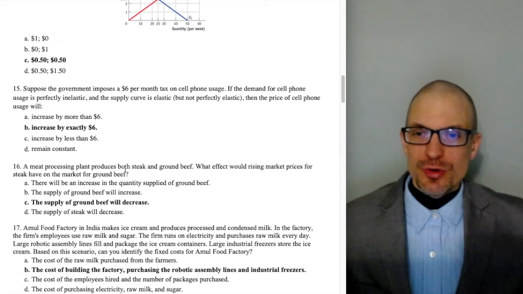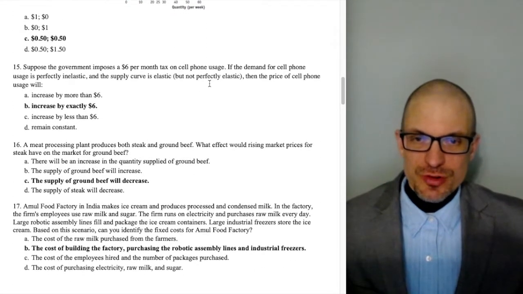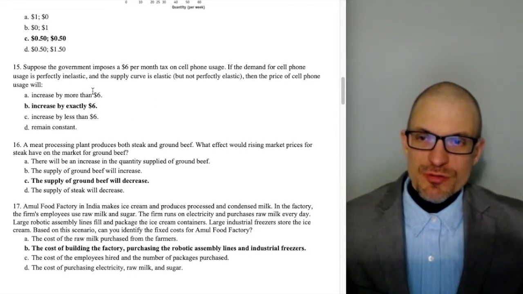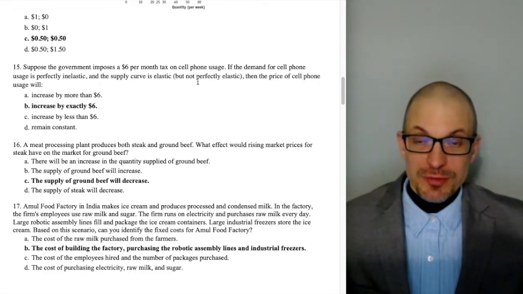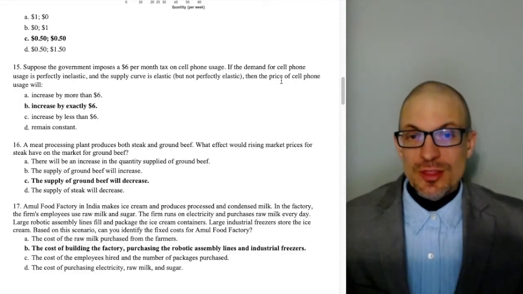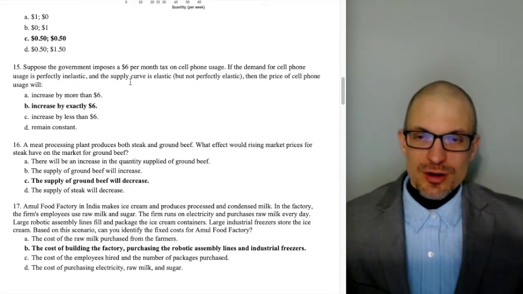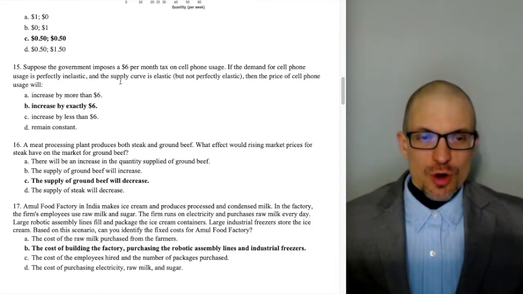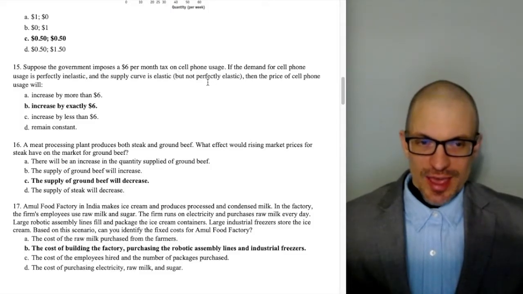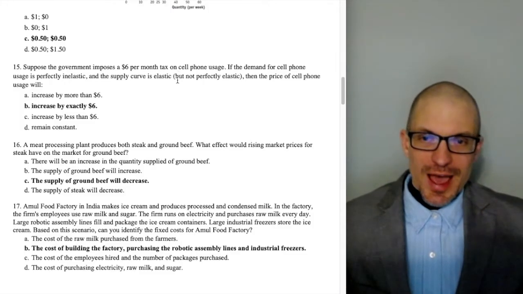Suppose the government imposes a $6 per month tax on cell phone usage. If demand for cell phones is perfectly inelastic and supply is elastic but not perfectly elastic, then the price of cell phone usage, what will happen? So we have perfectly inelastic, so demand is vertical. The supply curve is going to be sloped, right? But not horizontal.